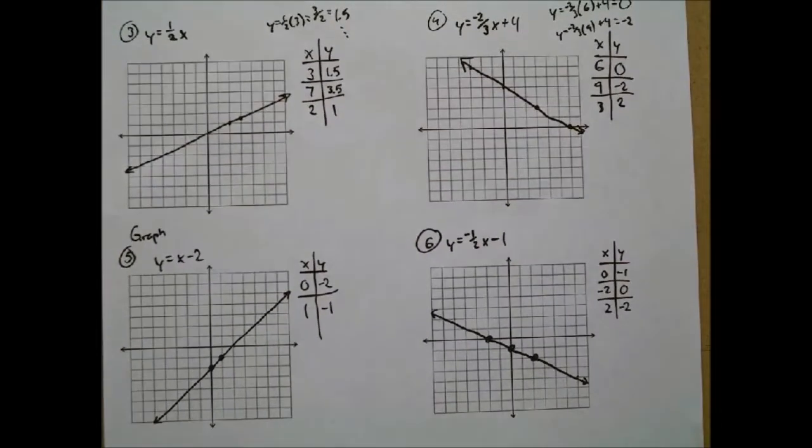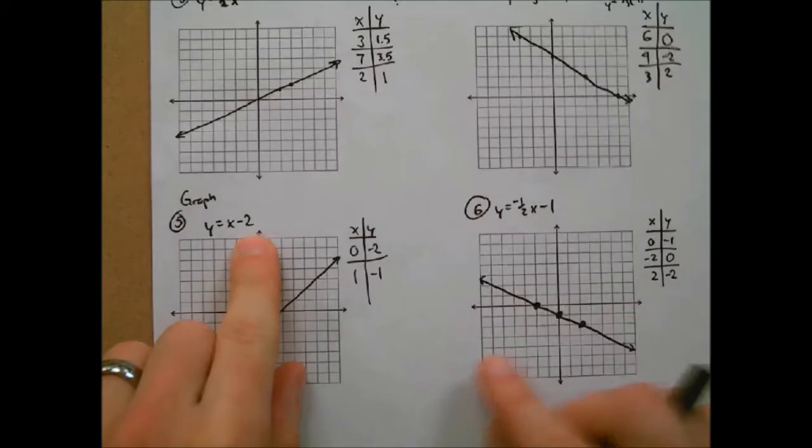All right, now you'll notice that most of these lines have a number that's not next to the x, right? So for example, here we have a -2. Here we have a -1. Here we have a 4. Here we have a 4. Here we have a +1.